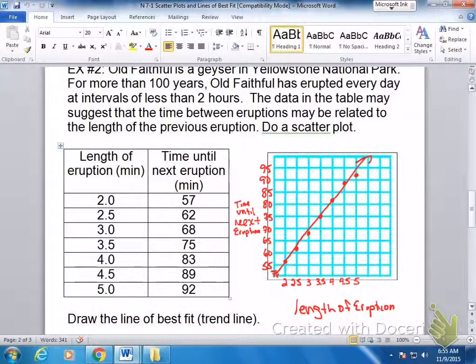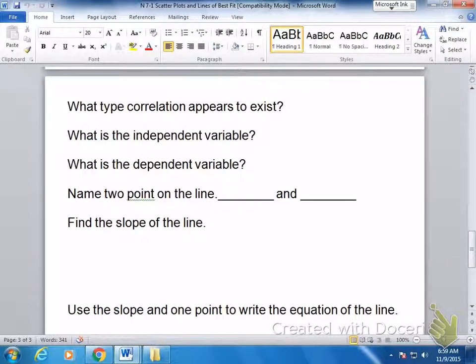Let's go ahead and go to the next page. So I've got some questions to answer about this last little bit. And the first one says, what type of correlation appears to exist? Well, just a second ago we talked about positive and negative slope. When we drew our line, it was going up and to the right, so that means it has a positive correlation. Positive correlation.